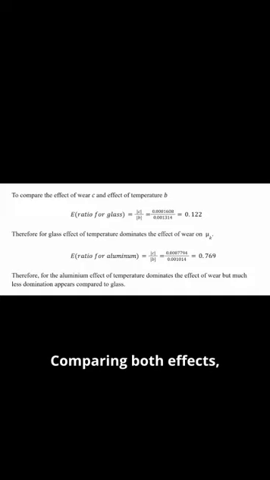Comparing both effects, for glass, temperature is clearly the dominant factor. For aluminium, temperature and wear are both important and have comparable magnitudes. Additionally, at all temperatures, for the surface type effect, glass produced higher mu k values than aluminium, which aligns with stronger adhesion typical for glass surfaces.